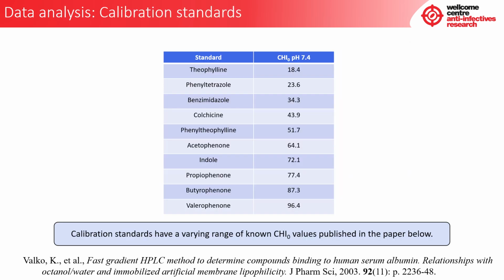Data analysis. Calibration standards. Our calibration standards have a range of known Chi-naught values published in the paper below. These are detailed in our table here. For example, our standard theophylline has a Chi-naught value at pH 7.4 of 18.4. We will use these Chi-naught values in our further calculations.